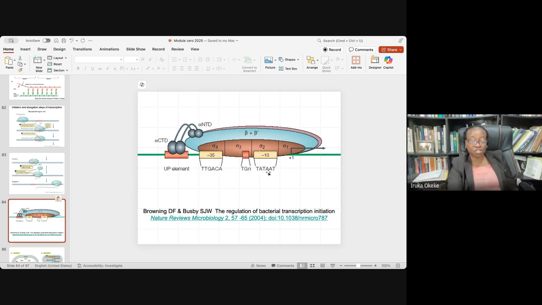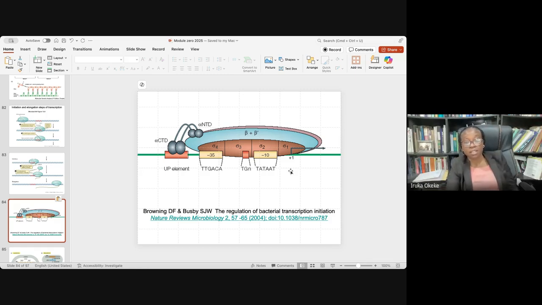So in this illustration, we're assuming that sigma will see a TATAAT, and when it sees that, it will bind. The other foot will see TTGACA and bind. These are not codons, because these things that sigma is binding to are never translated. They're upstream of the sequence that's translated.